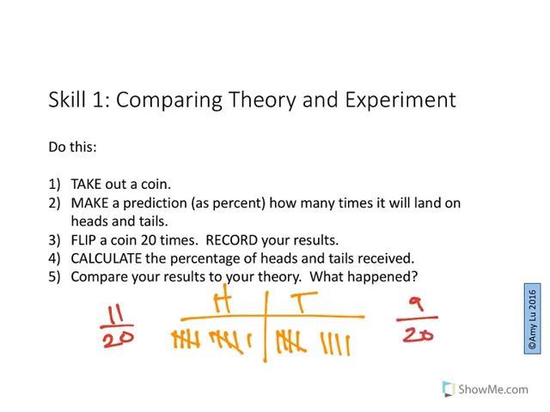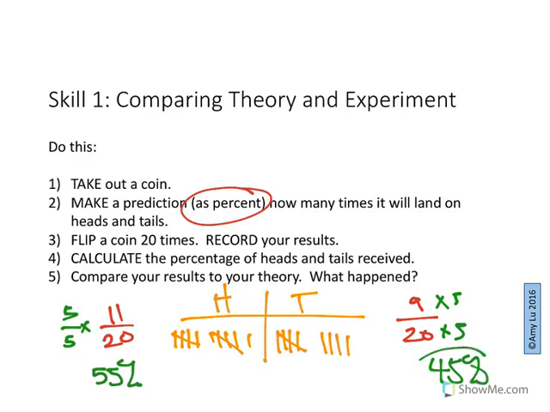Then you have to convert this into a percentage. In this case, you can use your calculator or simply multiply this whole thing by 5, because I need 100, and this makes 55%, and this will make 45%. And maybe yours is even more different. Maybe it's literally 30 and 70.